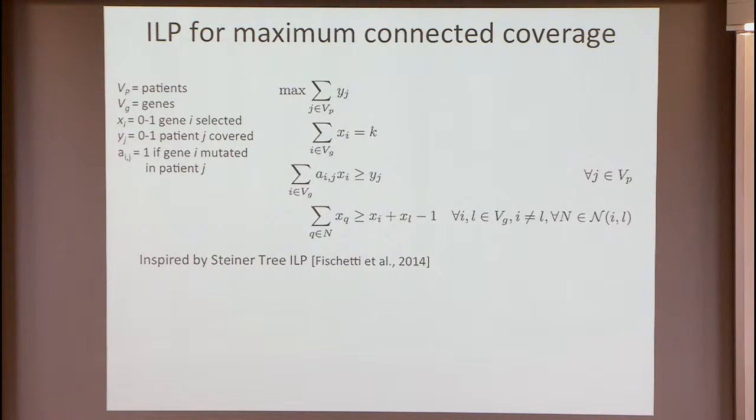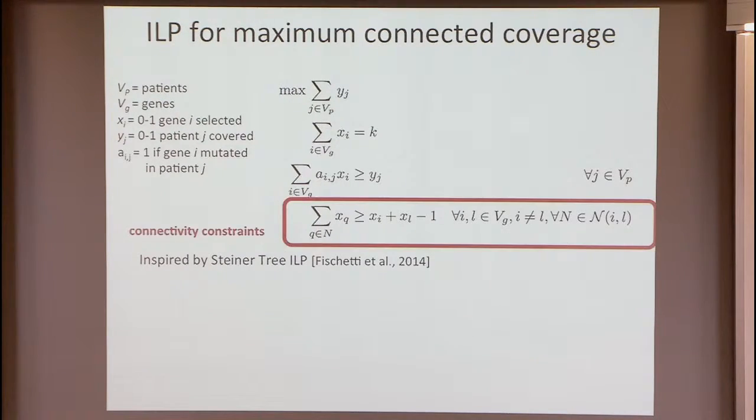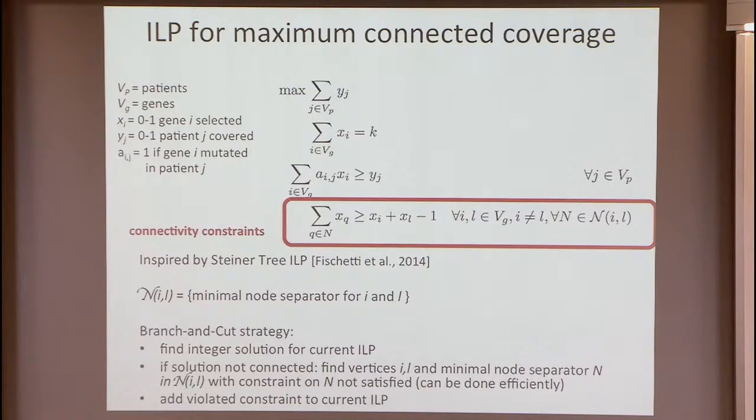And then we have to make sure that we have connectivity for the genes that we pick. And here the connectivity is defined by this set of constraints that, without giving too many details, require that for each pair of genes i and j in the solution, if we look at node separators, so a set of vertices that, if removed, will disconnect these two genes, at least one of them should be in the solution. And then, based on this, one can use a simple branch and cut strategy.